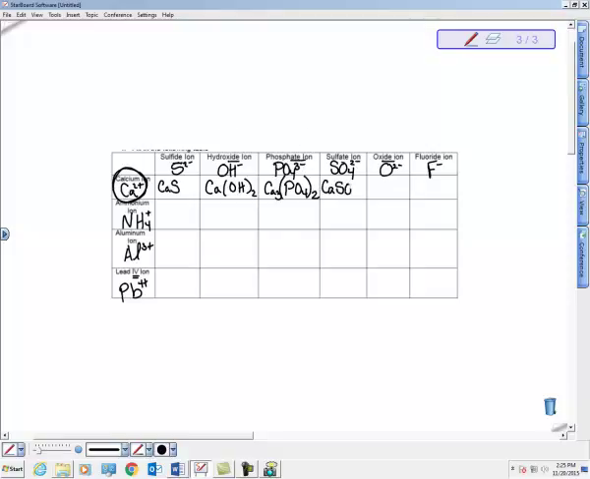Let's keep going. Calcium sulfate is a perfect match. Notice no parentheses around my sulfate because I'm only using 1. Keep going. Calcium oxide, 1 of each. Easy. Calcium fluoride. Now, calcium is +2, but fluoride's only -1. So we're going to match that by adding another fluoride. Let's keep going.